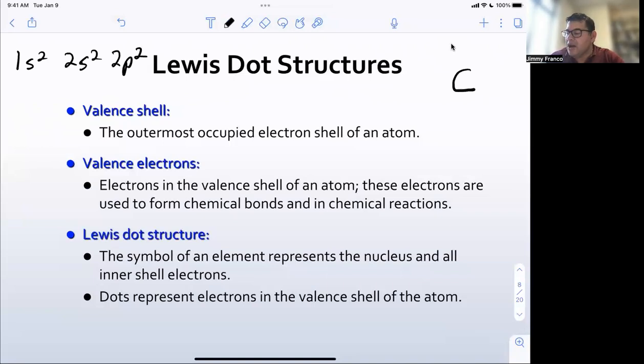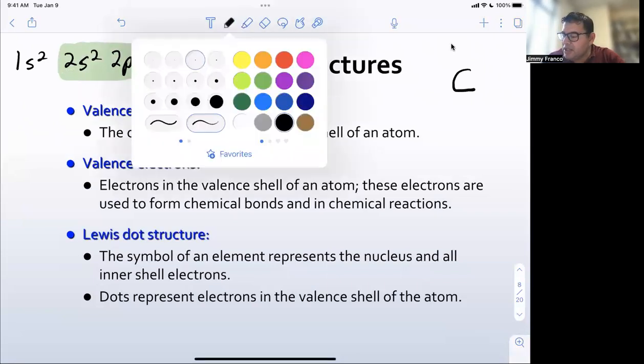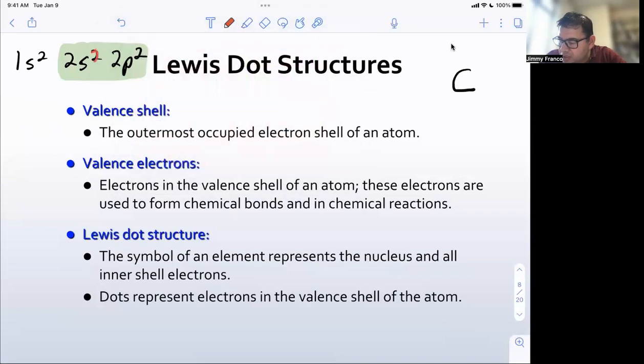Now, that outermost shell just means the electrons in the outermost shell. In this case, it's everything with a 2. It doesn't have to be a 2, it's just the highest number. So for carbon, it's the second shell. All of these electrons are in my valence shell. And the total number of valence electrons I have is 2 plus 2. So for carbon, I'm going to have 4 valence electrons.